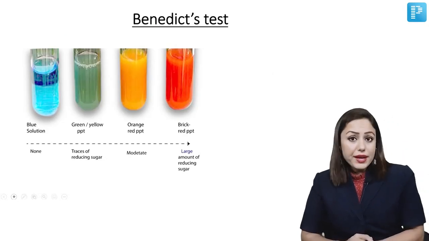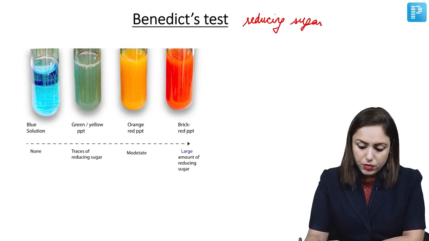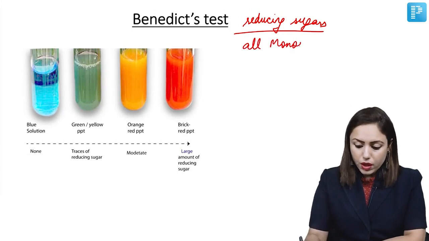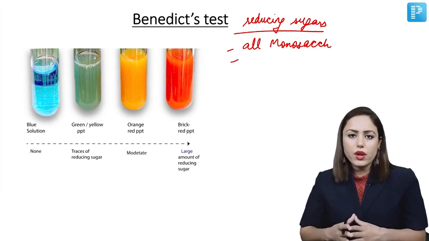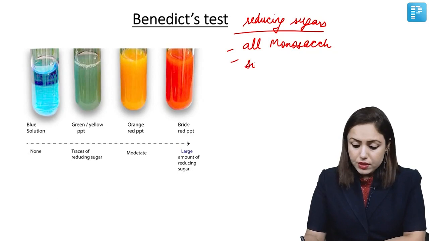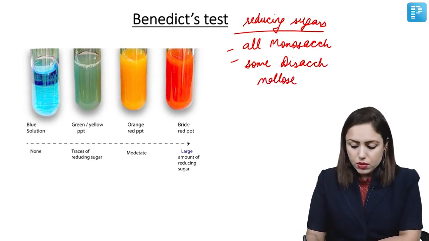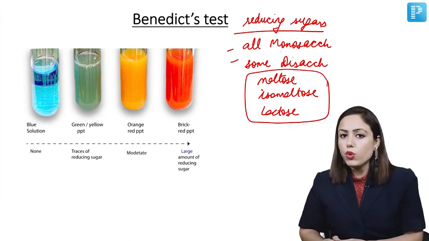Then Benedict's test. Benedict's test is given positive by reducing sugars. Which are reducing sugars? All the monosaccharides are reducing in nature, like glucose, galactose, fructose, right? Then some disaccharides are reducing in nature. For example, maltose, isomaltose and lactose. Okay, also learn the constituents of all these disaccharides, already covered in carbohydrate chemistry.